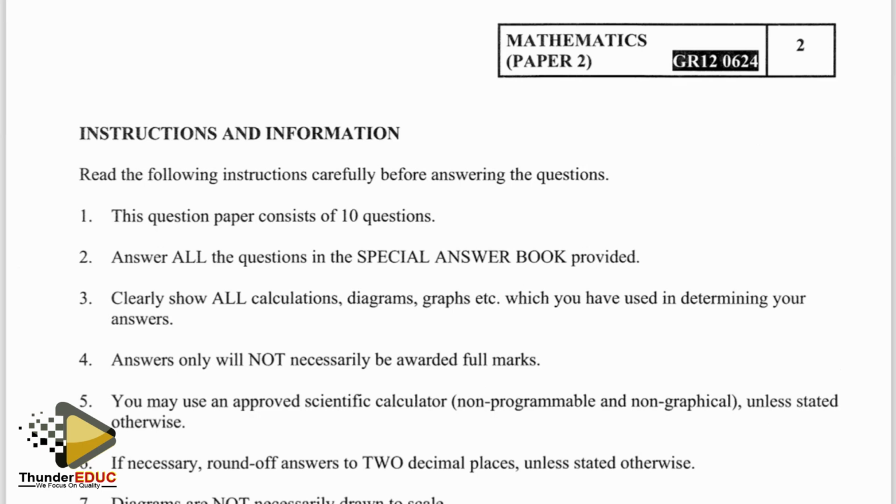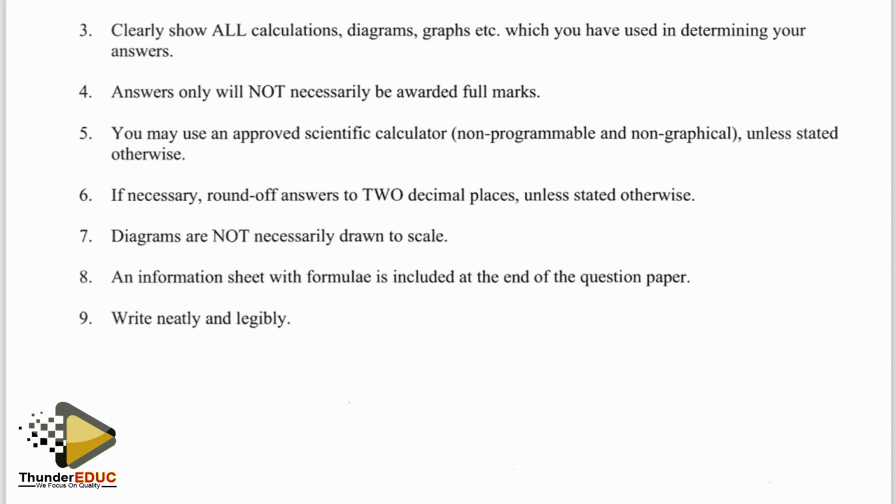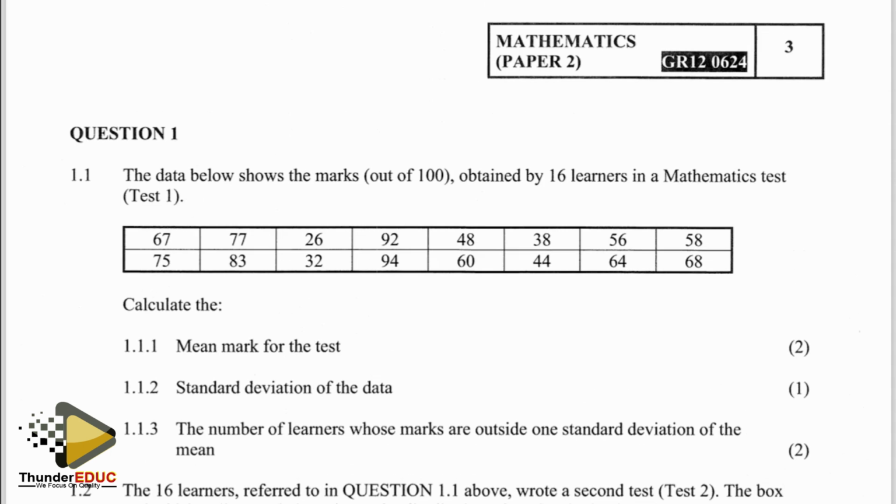10 questions that need to be looked at. We have to answer all of them. So there's a special answer book, but it's not a big deal, that one. We shall see what we can do. Okay, so question number 1.